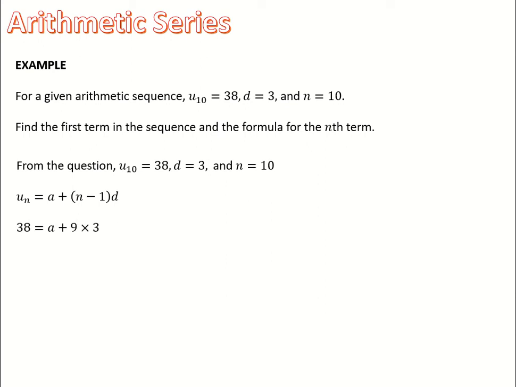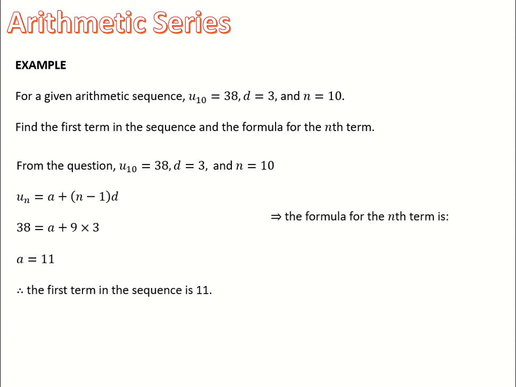So 38 equals the first term, which we don't know, plus the number of the previous term, which is 9, times the difference, which is 3. 9 times 3 is 27, so we add 11 to that to give us 38, in which case a must be 11. First term is 11. This builds up our formula to find the nth term: 11 plus n minus 1 times 3, 11 plus 3n minus 3, and simplify it down: 3n plus 8, or 8 plus 3n, either way is fine.